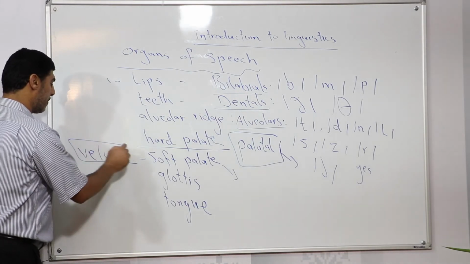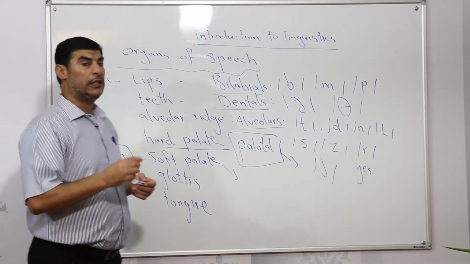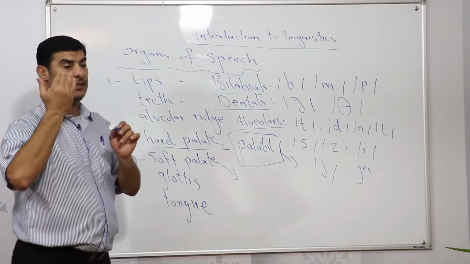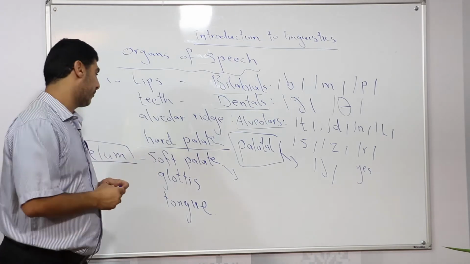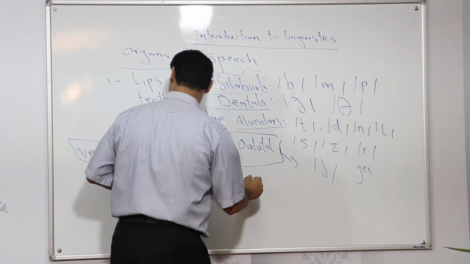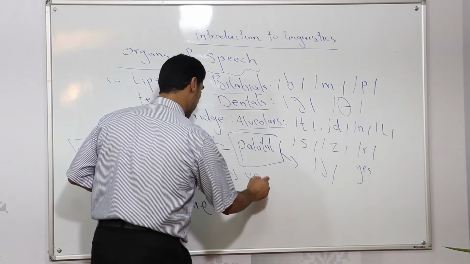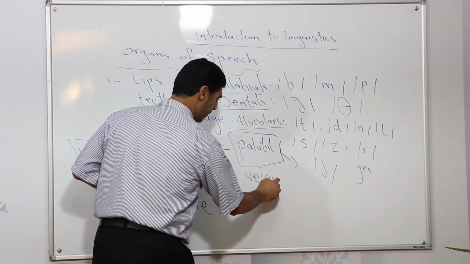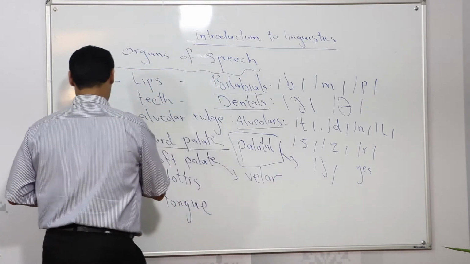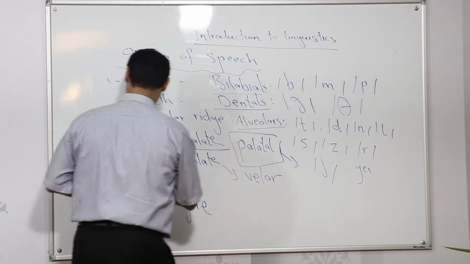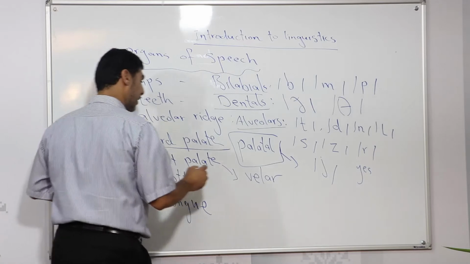Velum. In Arabic, it is the soft flesh that comes after the hard palate. Soft palate, we have velum, velar sounds. We have velum, okay. Velars.